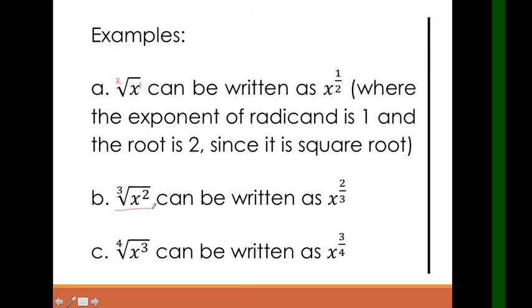In this example, if you make it a rational exponent, we have x, then 2 as the numerator over the denominator, which is the index, equal to 3. So we have x raised to 2 thirds. Here, the fourth root of x cubed, we have x, the 3 is the numerator, over 4, which is the index. So we have x raised to 3 fourths. Did you get my point?